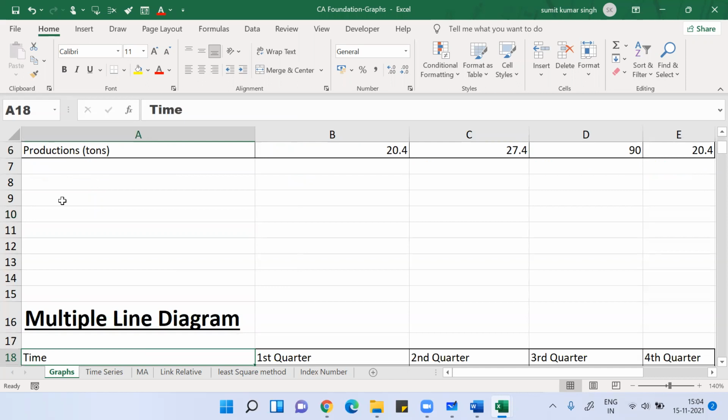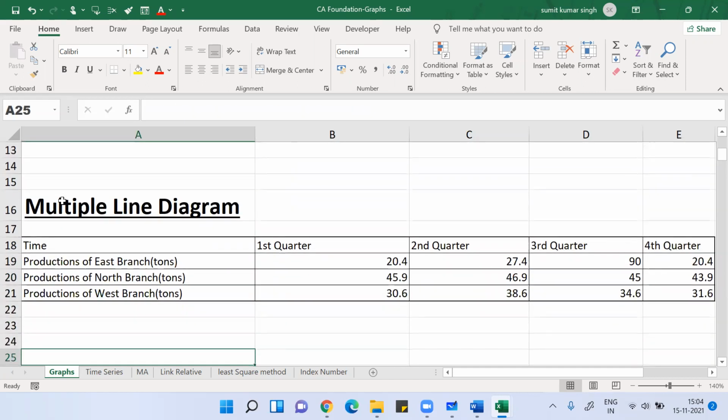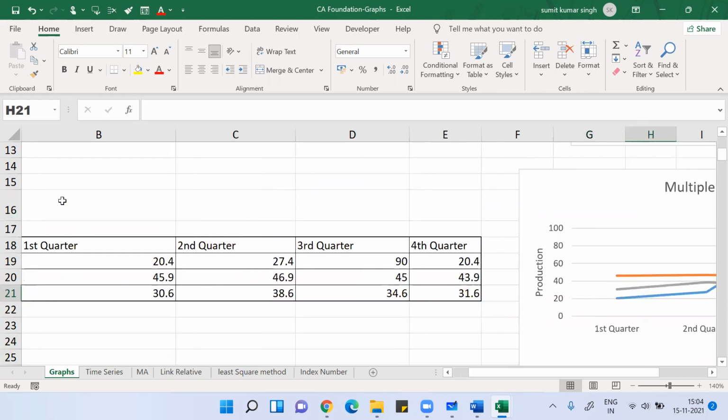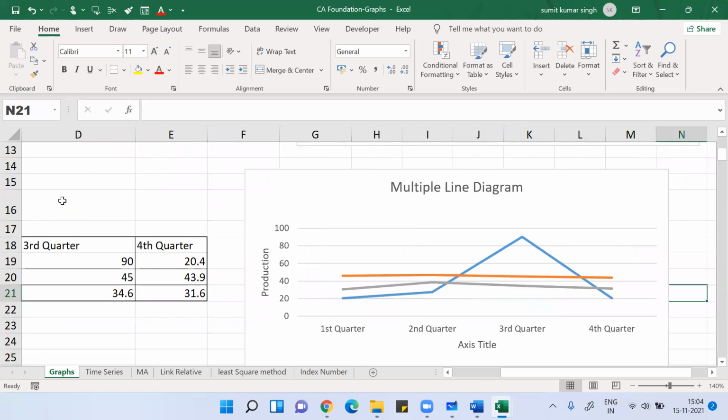Okay. Then when it comes to multiple line diagram, instead of talking about production of a company, we have discussed multiple productions, like production of east branch, production of north branch, production of west branch, and their values. If we try to do a comparison of the production of different branches, east, west, north, quarter wise, and then analyze it, then it becomes a multiple line diagram. I hope you understood this. Any doubt, anyone, till now? So this is multiple line diagram. These things are very simple.